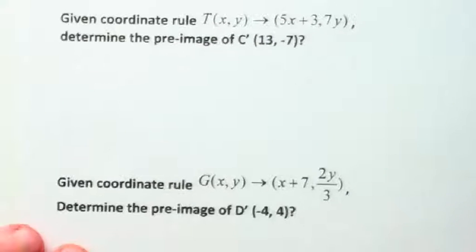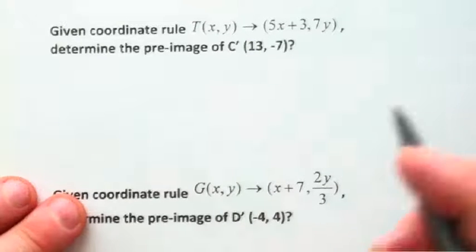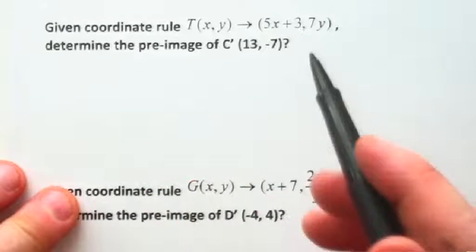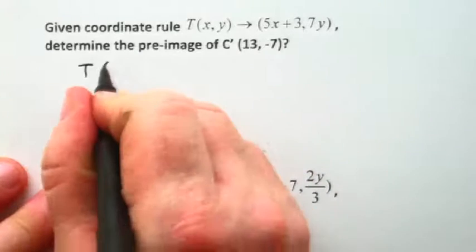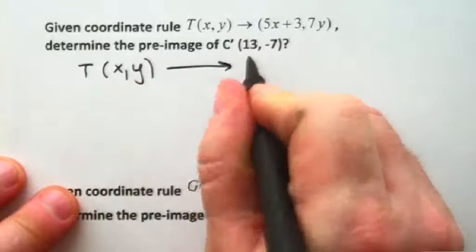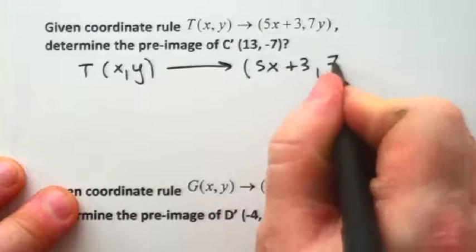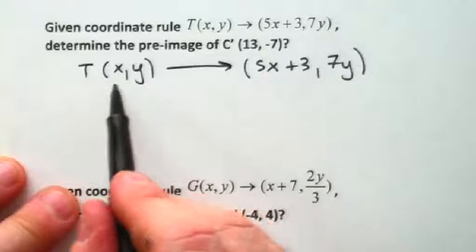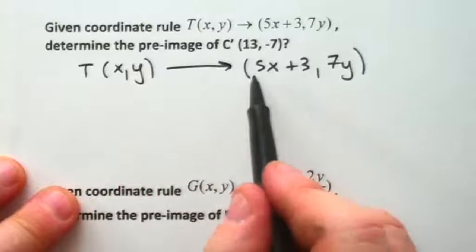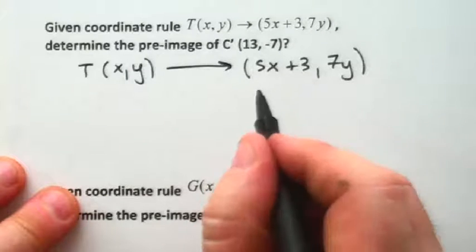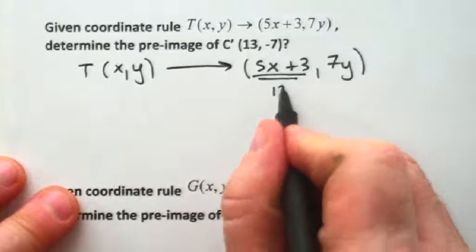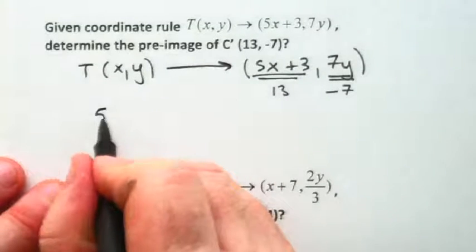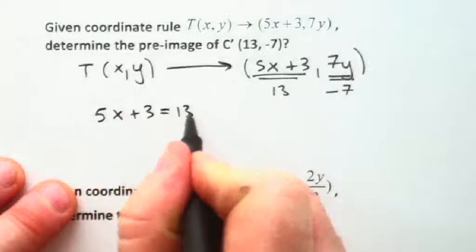Now, like the functions, sometimes we work backwards. This is the more difficult of the process that you'll be asked to do for sure. This first one is the easier one. But let's show you how this works. So here again, we're given a rule, and it's (5x plus 3, 7y). Notice they're asking for the pre-image. They want to know what came first to give us the image of (13, negative 7). In other words, this turned into 13, and this turned into negative 7. So we're going to solve those two relationships.